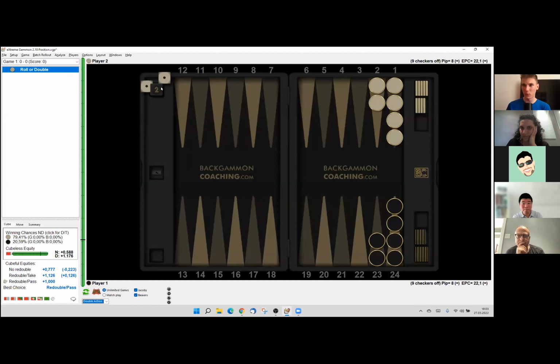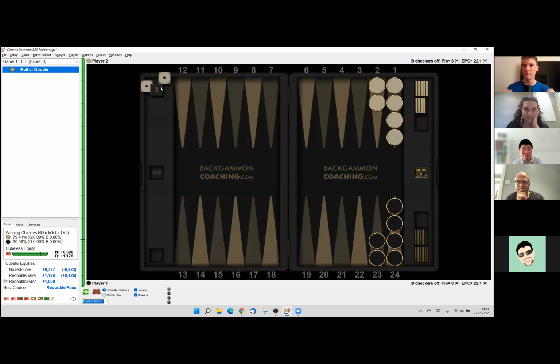So what I'm trying to say, be very careful about the cube. How are you using it? That's why when you hold the cube, your position should be strong in order to double. So this is about races.